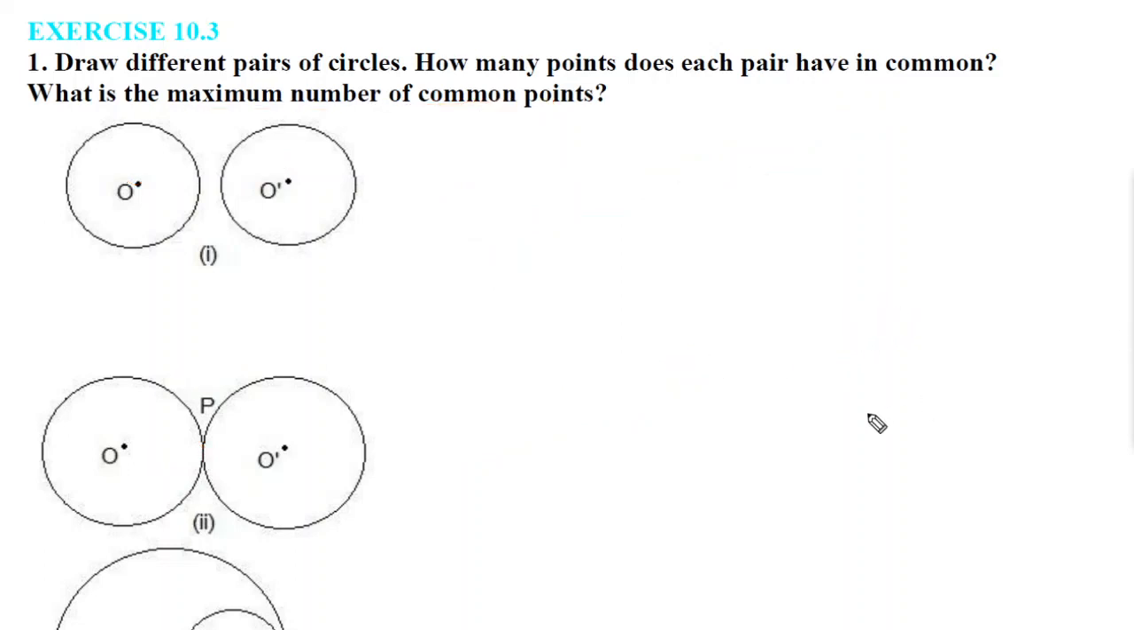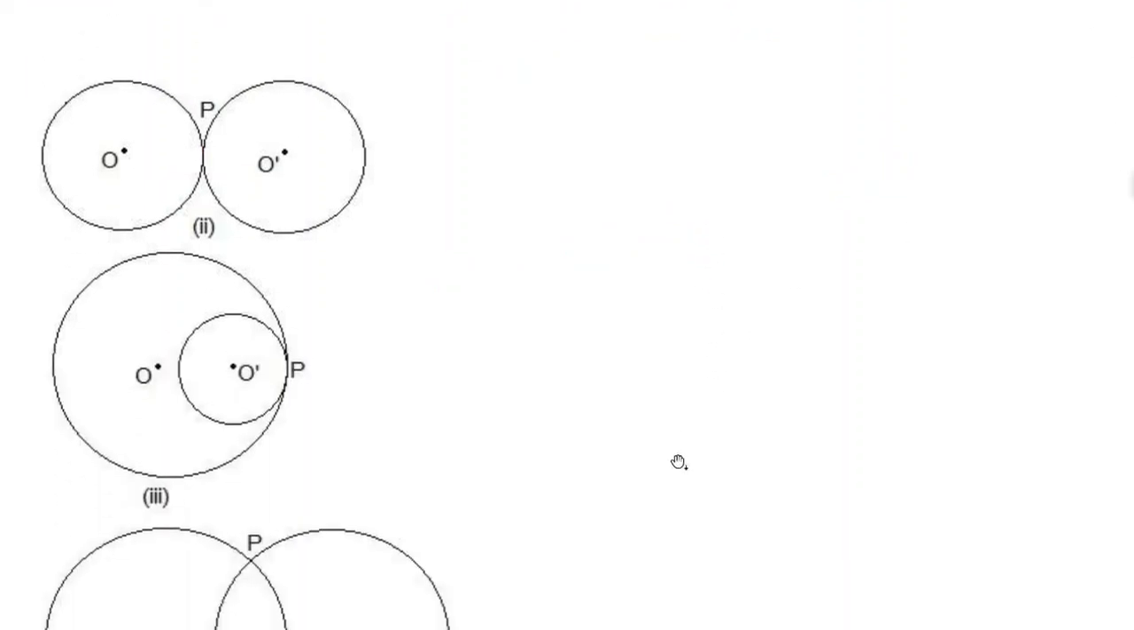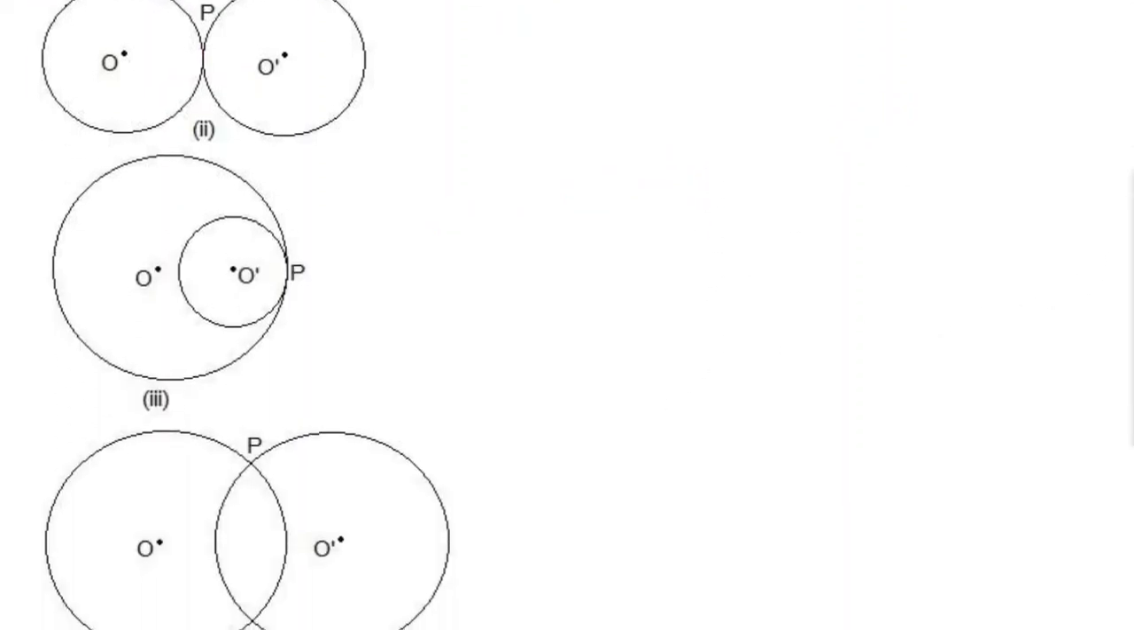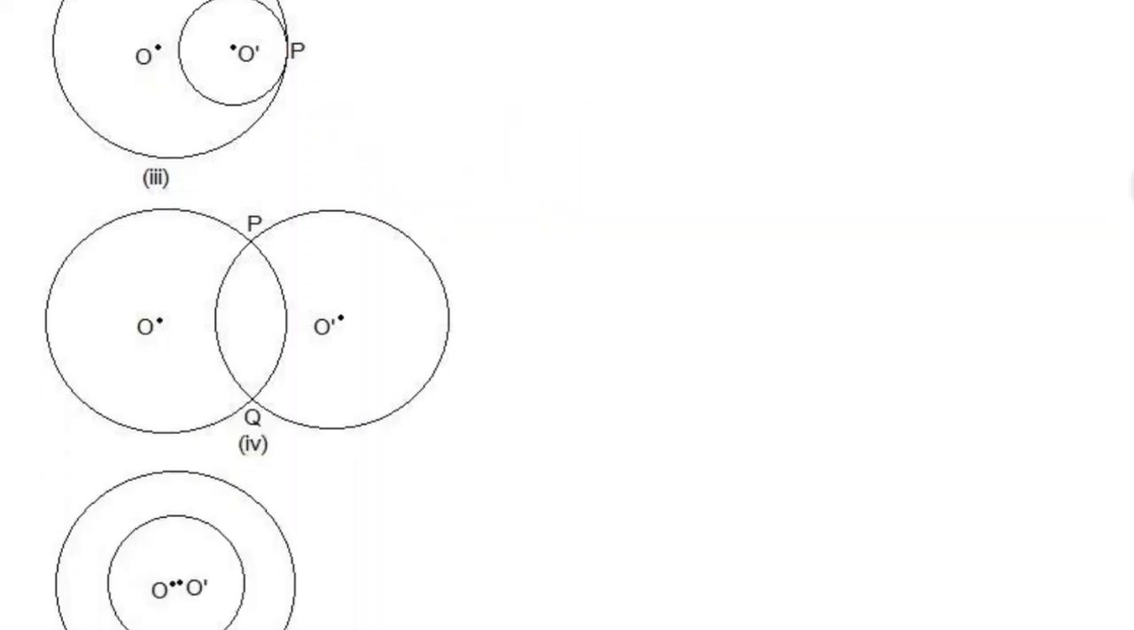Well, then we will move to the next case, the third case. Here in the third case you can see we have drawn 2 circles, one circle and another circle inside the first circle. So here also you can see only one common point is there. So here you can say one common point. Then we will move to the fourth case. They are intersecting each other at 2 points. So how many common points are here? So here we have 2 common points.